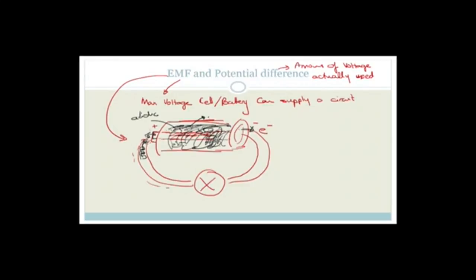Because of that, there is what is called internal resistance. The more electricity you try to pull out of the battery, the greater the internal resistance. I'll explain that all to you in the next lesson because we've run out of time. But I will make sure that this animation works so I can show you the difference between EMF and potential difference.